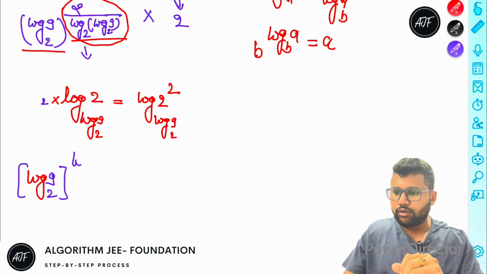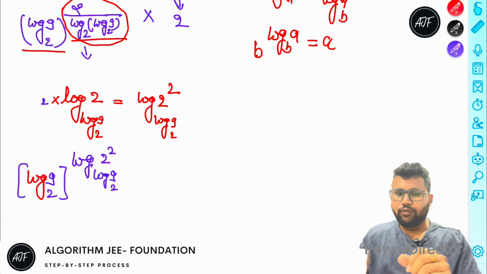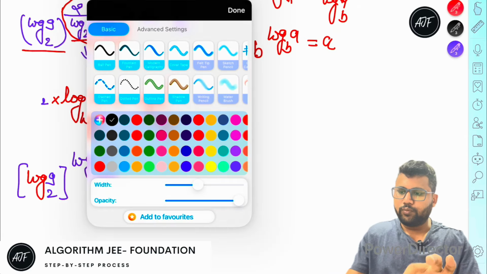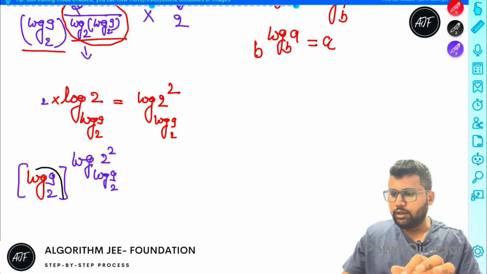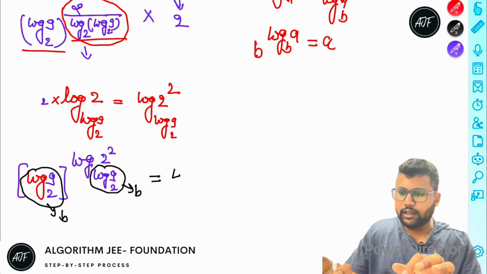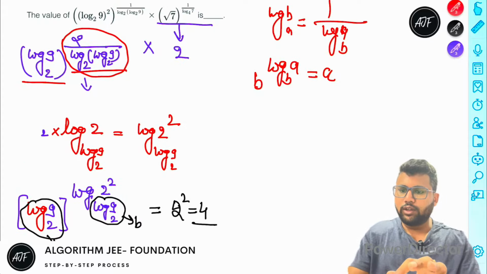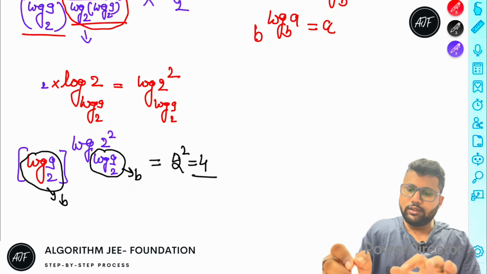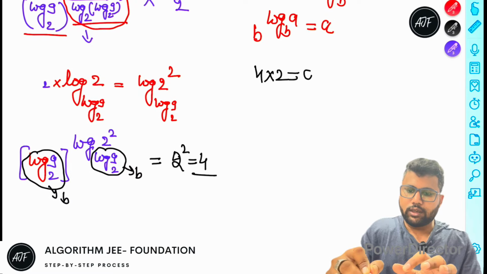Now you see log 9 base 2, and 9 is 2 power 2. So if you see that this part is a, this whole part is b, and b is also in the base of a. So your question's direct answer is 2 power 2, meaning 4. So in this case, this one is 4 and this one is 2. So your final answer is 4 into 2, the answer is 8.